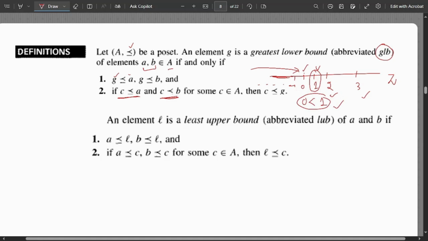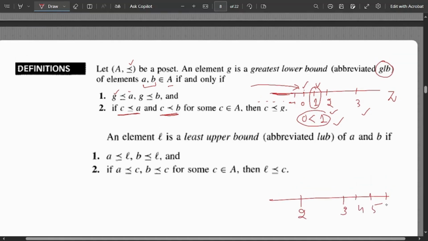Similarly, the least upper bound. In the above example, for 2 and 3 in the set of integers, we know that 4, 5, 6, etc. are all greater than these two elements. So the least among these greater elements is 4. 4 is the least element among the upper bounds. So we say this 4 is the least upper bound.